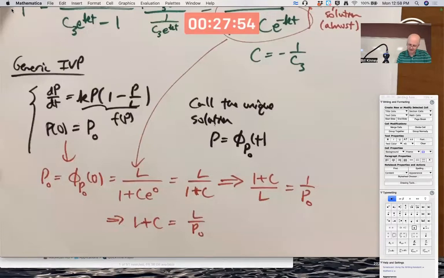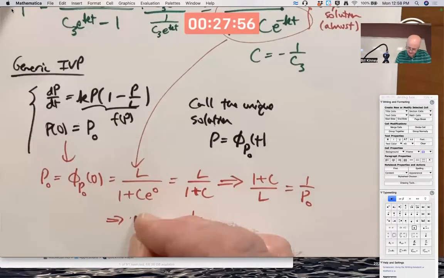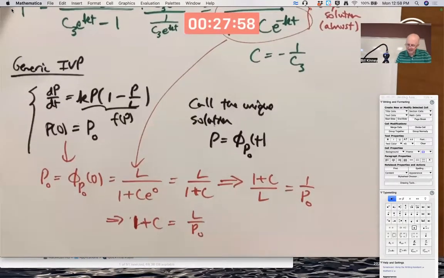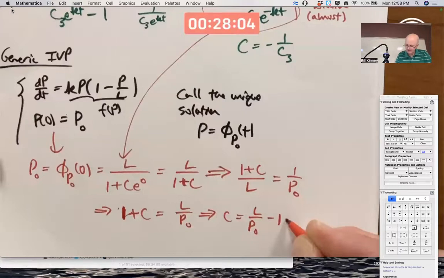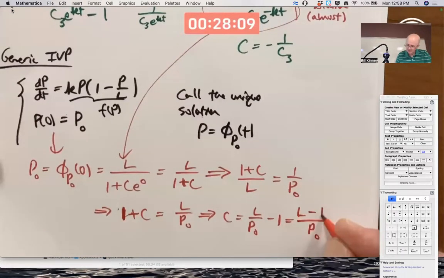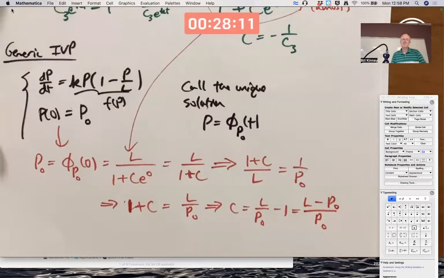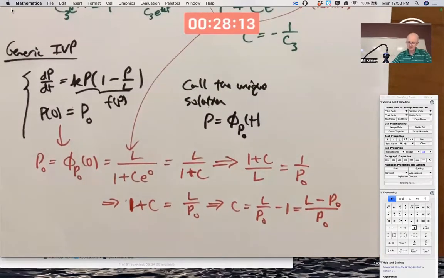Oh, no. Yeah, okay. Yeah, that's a 1 here. So I got confused. I thought that was an L. And that means C is L over P naught minus 1, which, if you get a common denominator of P naught, is L minus P naught over P naught.